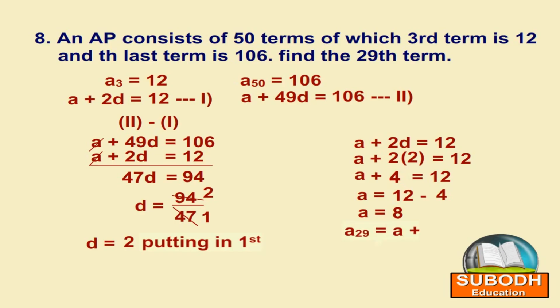a29 is equal to a + 28d. a is 8, plus 28 into d, which is 2. 8 plus 28 times 2 is 56, so it is equal to 8 + 56, addition, 64.